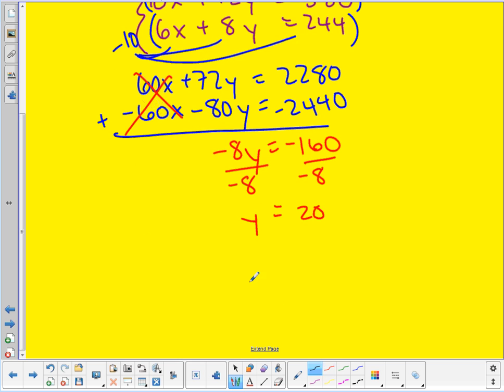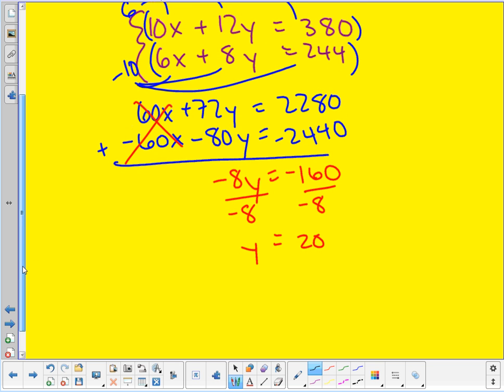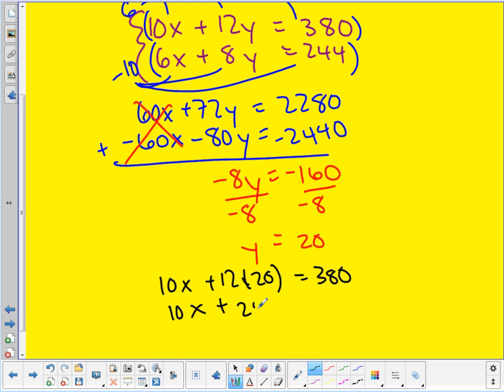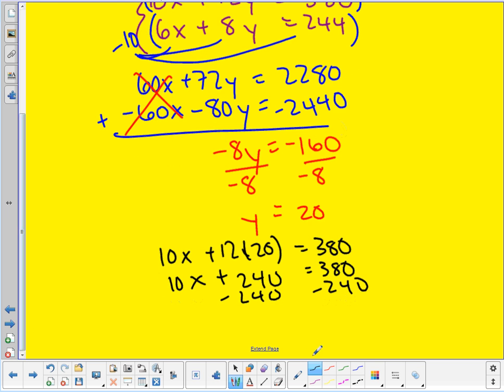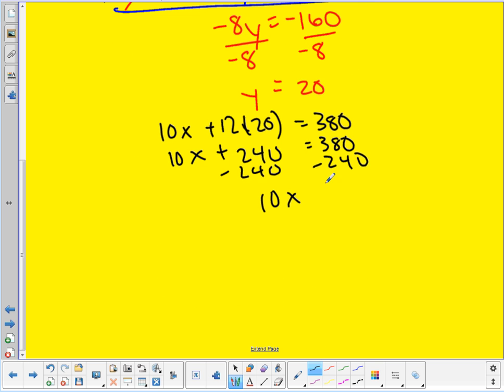Now I've got to plug that back in and find the windflower bulbs. I'm just going to use the top original equation and plug it in. I'll have 10x plus 12 times 20. Now I know that y value. 12 times 20 is equal to 240. So 10x plus 240 equals 380. Subtract the 240, and I end up with 10x is equal to 380 minus 240, which is 140. And then divide both sides by 10, and I get x is equal to 14.